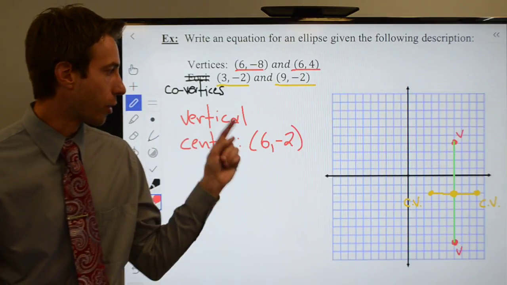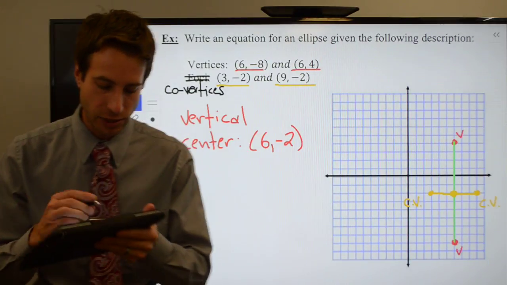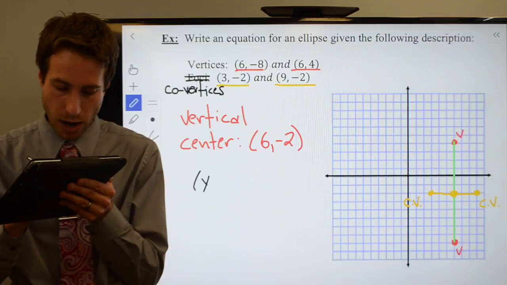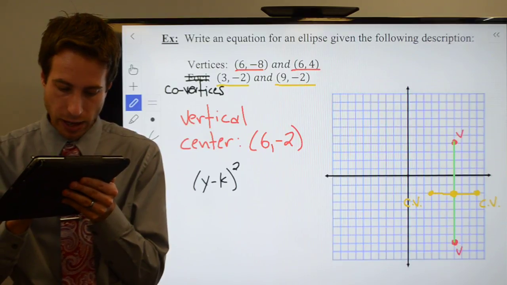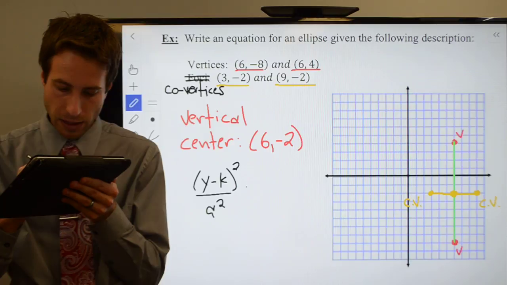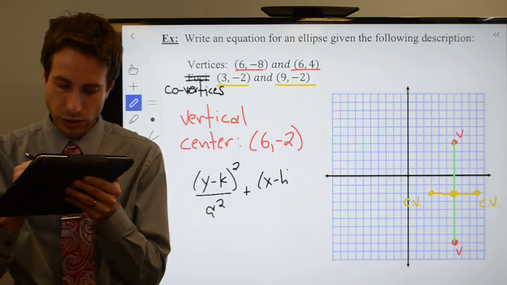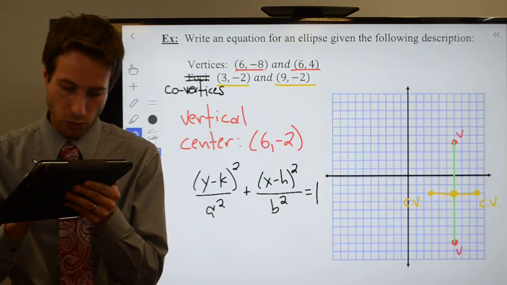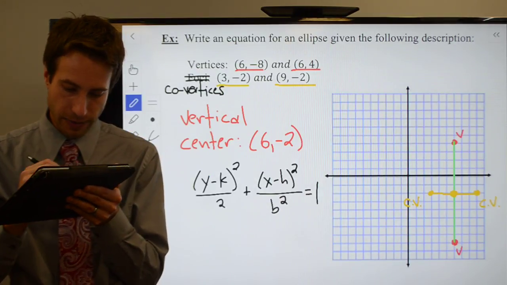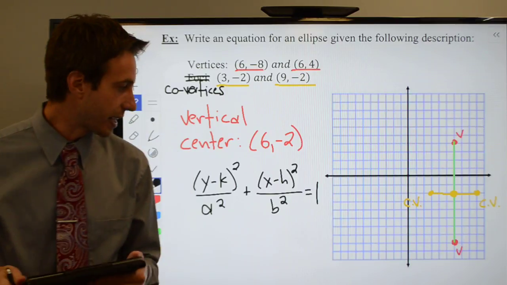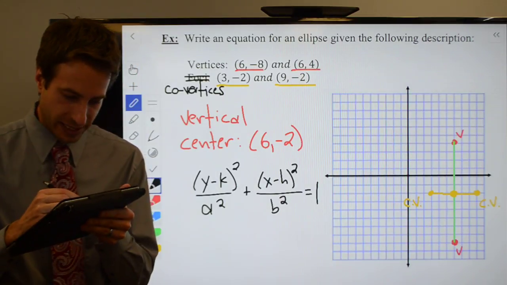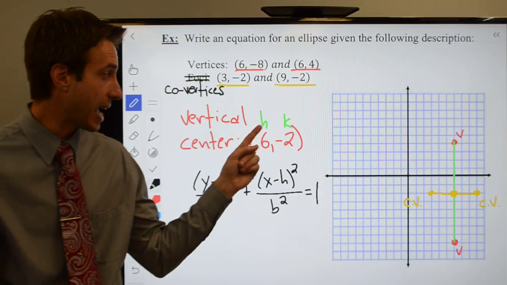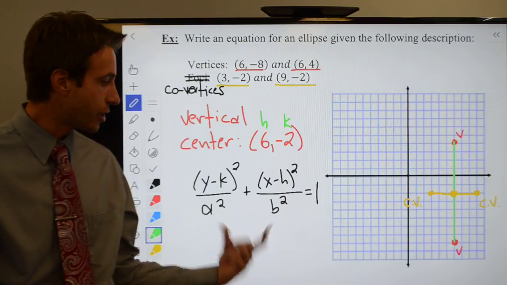All right, so here's what I know. I'm oriented vertically. My center is (6, negative 2). And so I pull it right off the formula sheet. It's going to be (y minus k) squared over a squared plus (x minus h) squared over b squared is equal to 1. All right, let's go ahead and see what we can do with this. I know my center is at (h, k), so great. I know h and k.